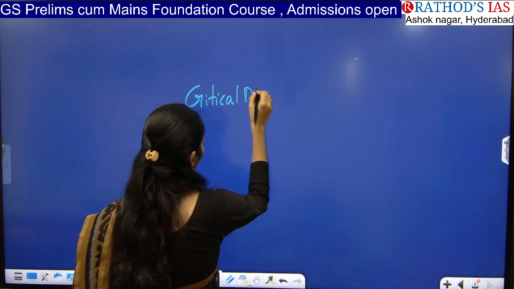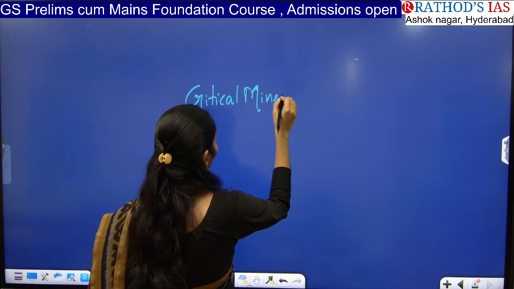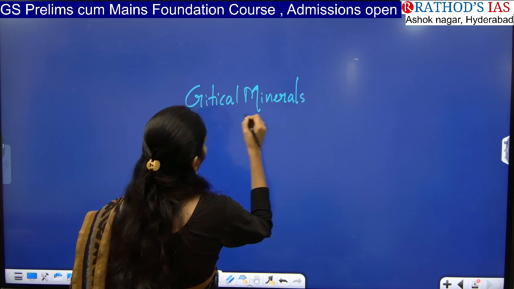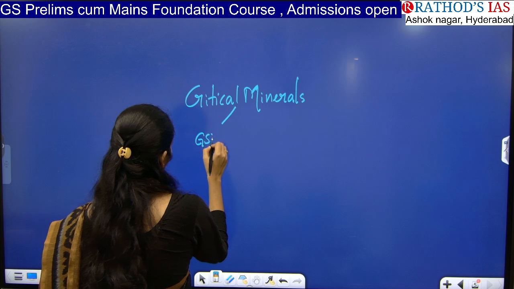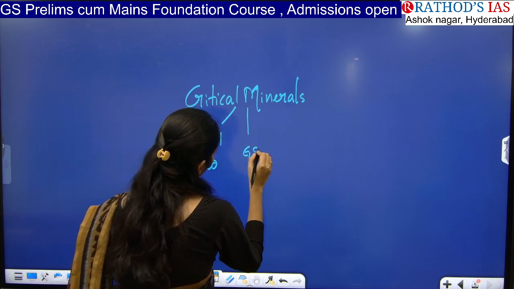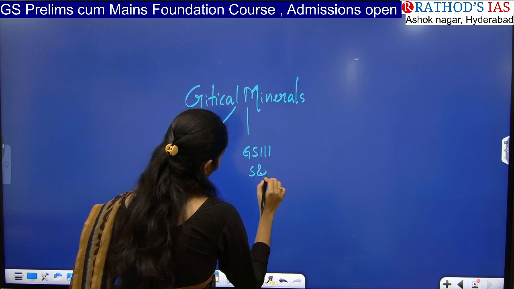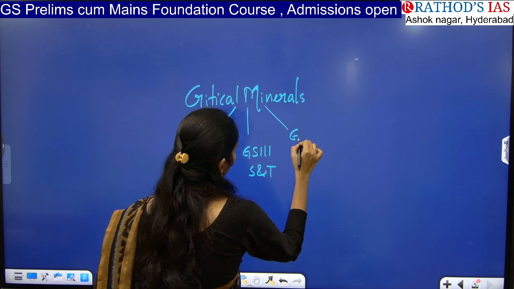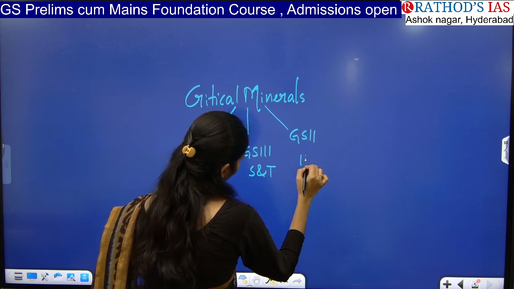critical minerals. So from which subject can we see this? From GS paper 3 under economy, and from GS paper 3 under science and technology, and also from GS paper 2 under international relations.